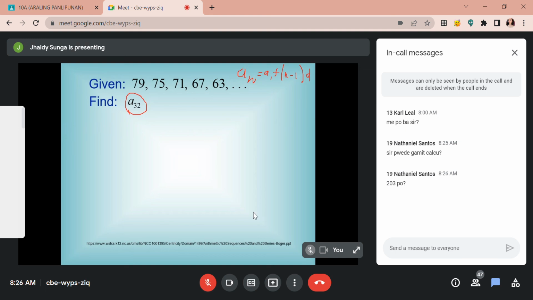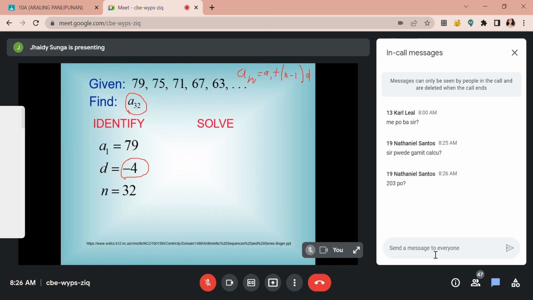203 by Nathaniel Santos. All right, so let us try. Let us identify the terms that we have, or the given. So we have the first term 79. The common difference is negative 4. And the n is 32.